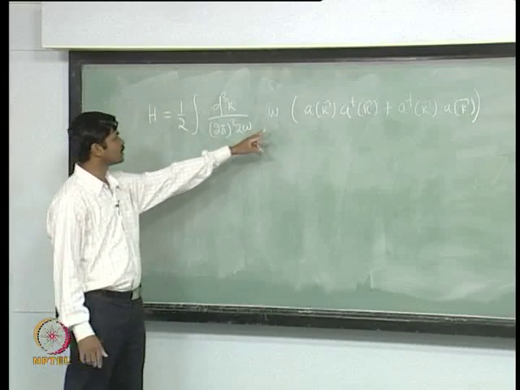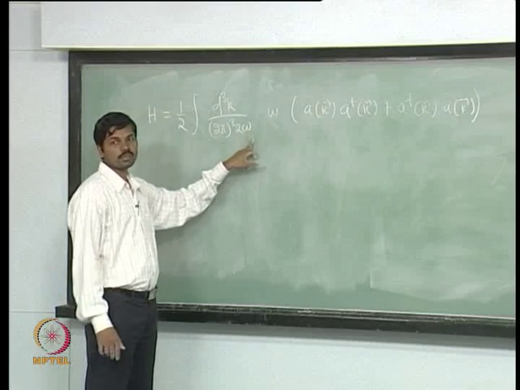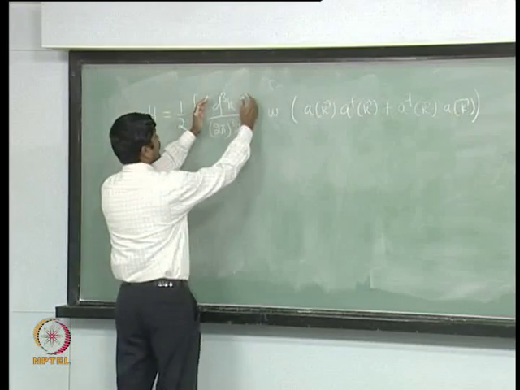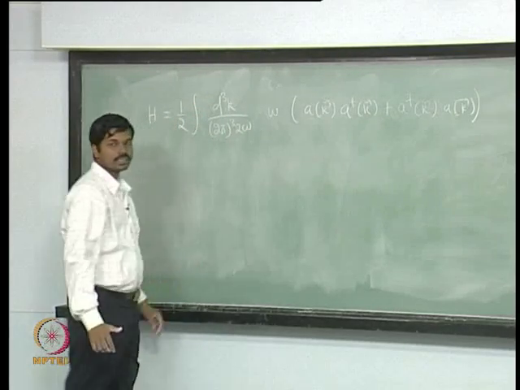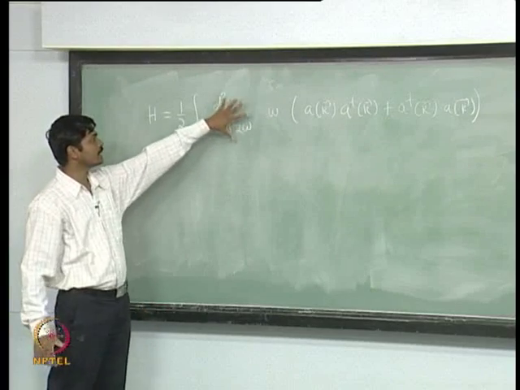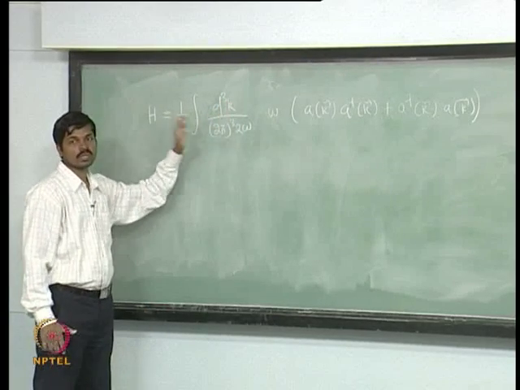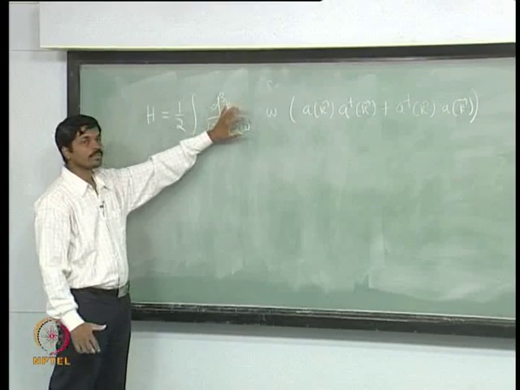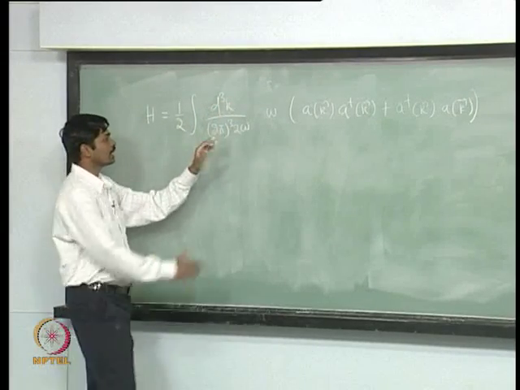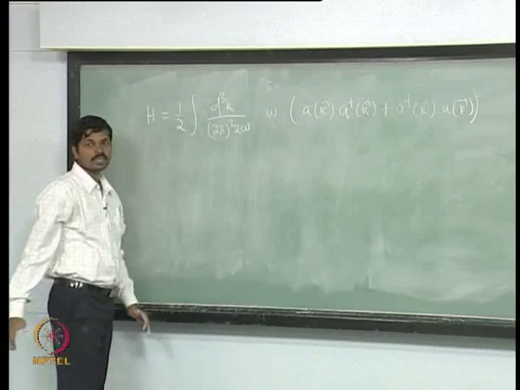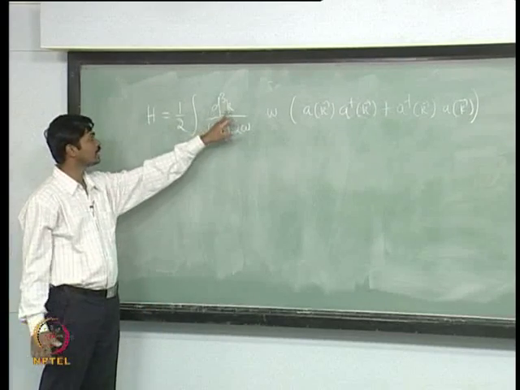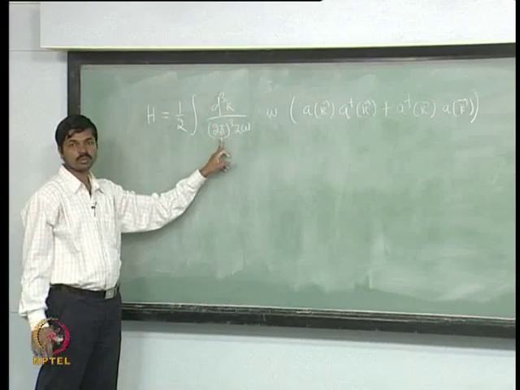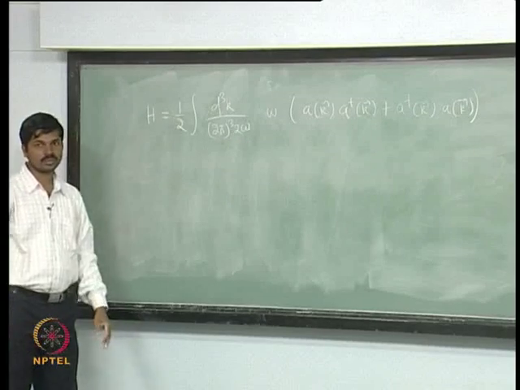Yeah, so this is for convenience. You can cancel this omega here, but I want to write it like this because the whole combination here is Lorentz invariant. So, in order to have manifest Lorentz invariance, I just want to keep the integration measure always as d cube k over 2 pi cube 2 omega.